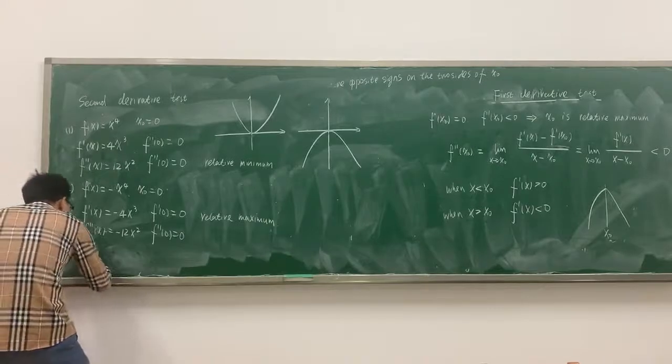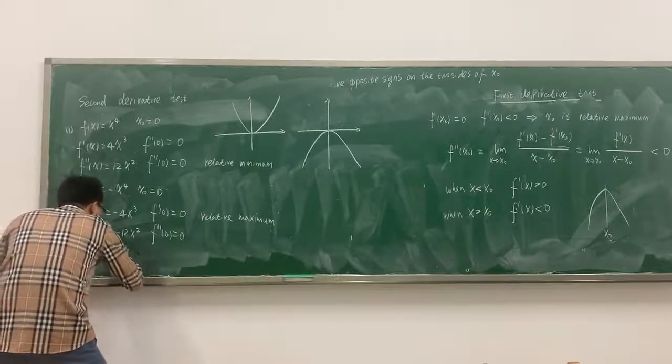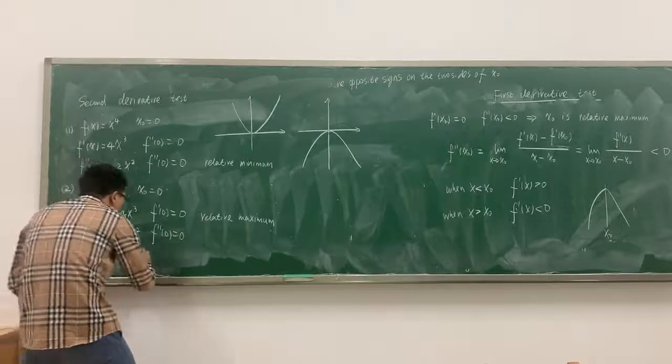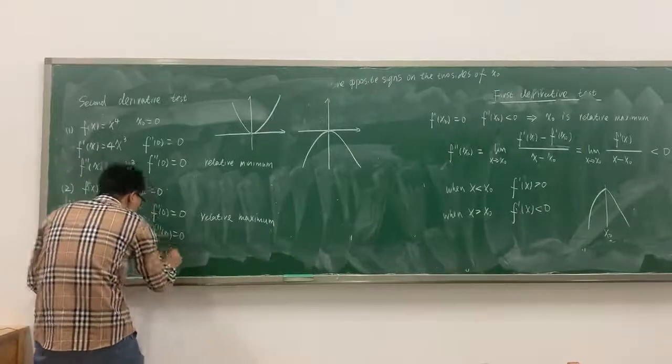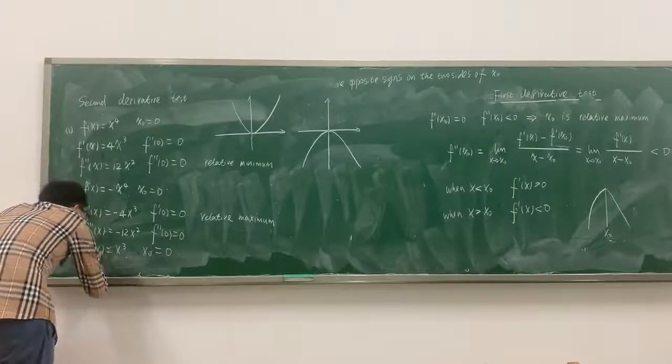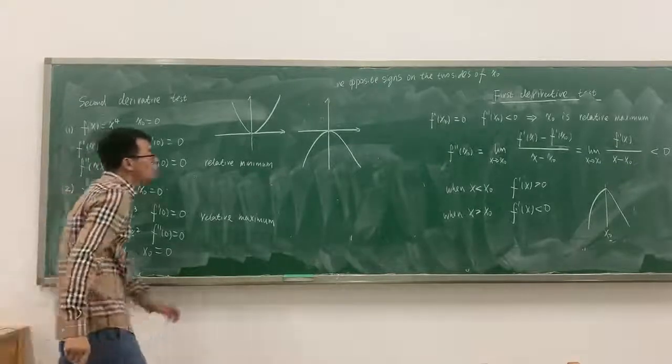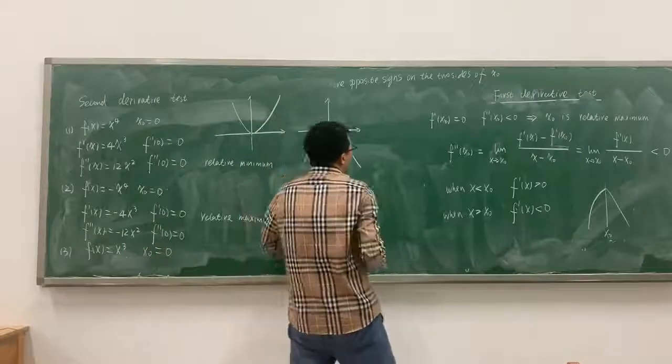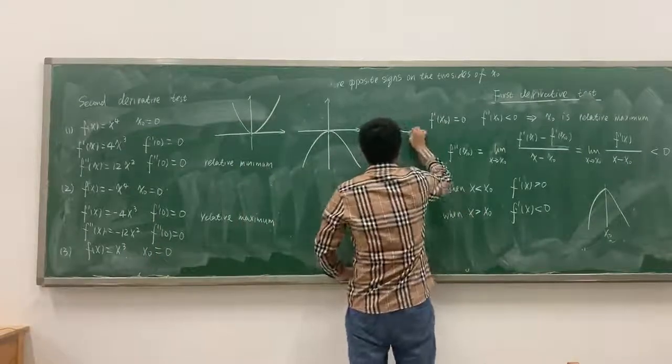Now we give a third example. For this example, f of x equals x cubed, also at the point x0 equals 0. Let's look at this graph. The graph is like this.